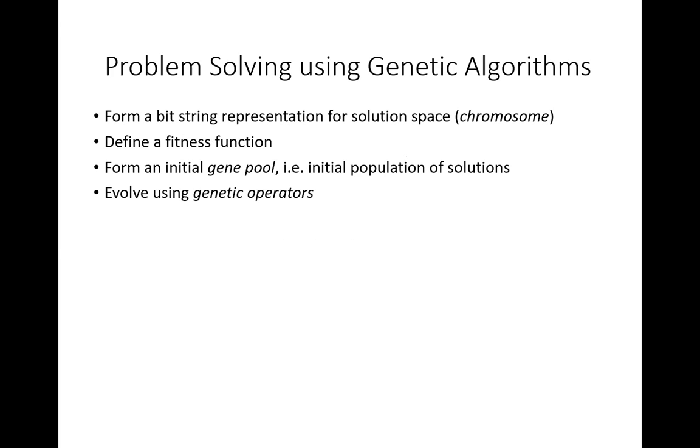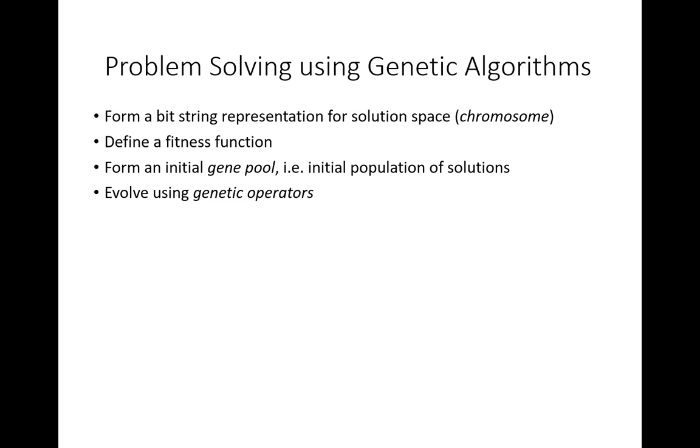The approach using genetic algorithms to solve any problem, including feature reduction, is a pretty general approach. You can apply it to any particular problem you might be working with. So what is the general problem solving approach using genetic algorithms? Number one, you need to come up with a bit string representation for your solution space. That is, the solution has to be represented as a string of bits, zeros and ones.